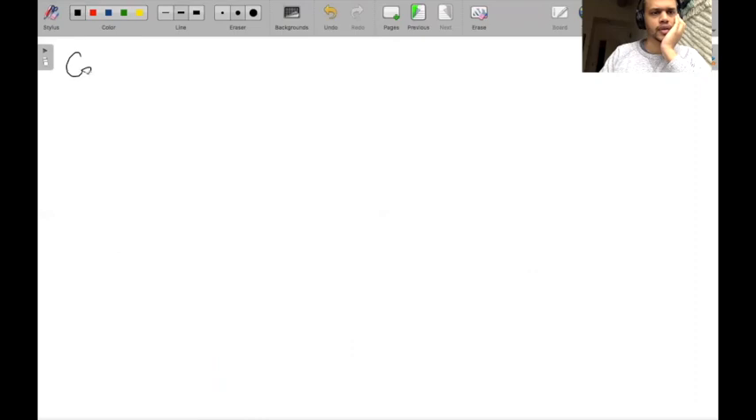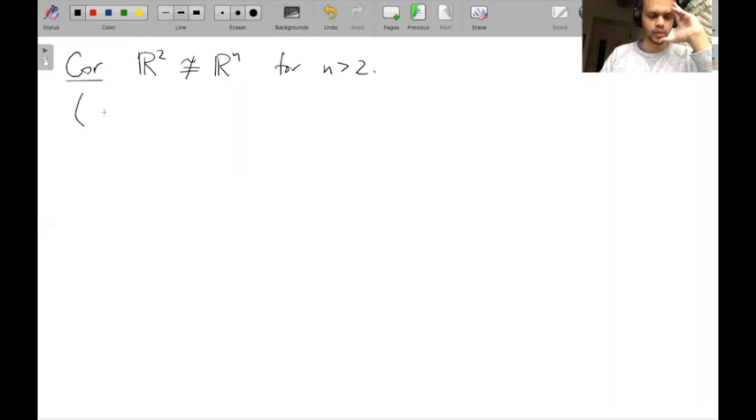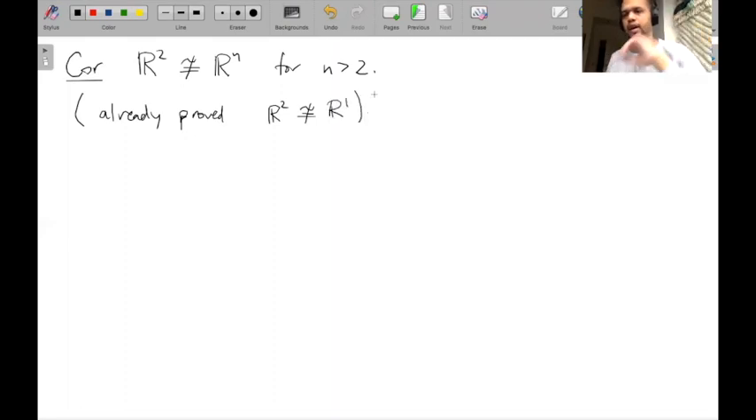Another corollary is R squared is not topologically equivalent to R^n for n greater than 2. Let me just remind you that we already proved that R2 is not topologically equivalent to R1 using connectedness. And okay, so let's do the proof.